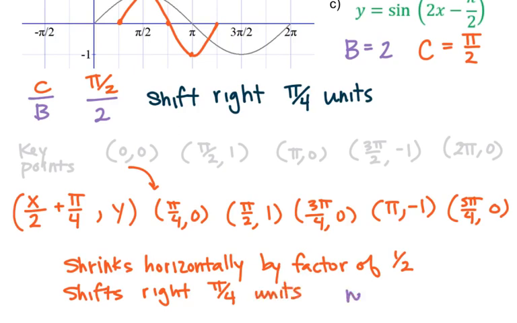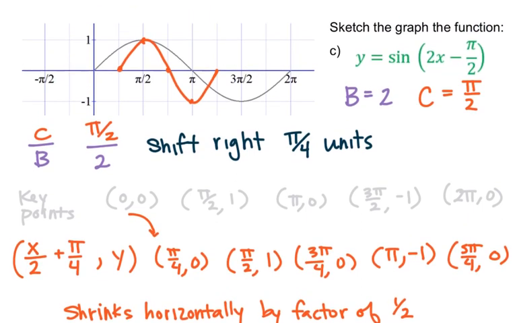We have a new period of just pi. Remember, the period is the absolute value of 2 pi divided by my b value. So 2 pi divided by 2 is pi, and you see that new period showing up in here. So that's the trickiest part of it, and especially when you're working on your lab, I want you to pay close attention to this example and really think about what we did here.